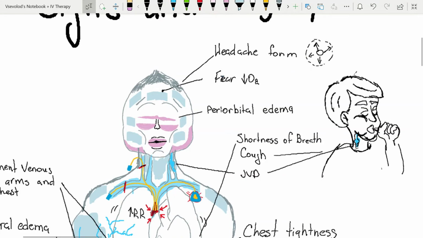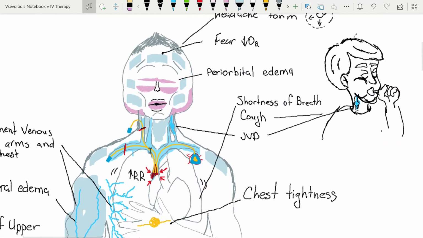because of the backup of blood into the upper body and dilation of the cranial arteries. Fear as the result of decreased O2, peripheral edema, periorbital edema, cyanosis of the face, neck, and shoulders, again from insufficient oxygenation of the blood.